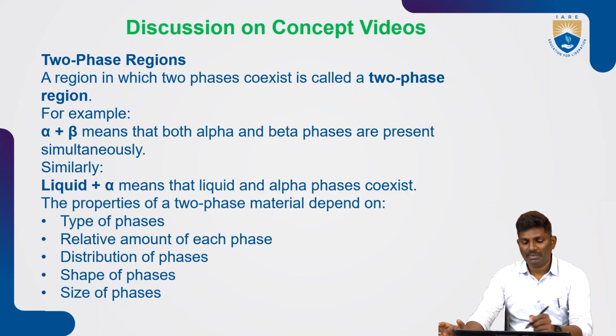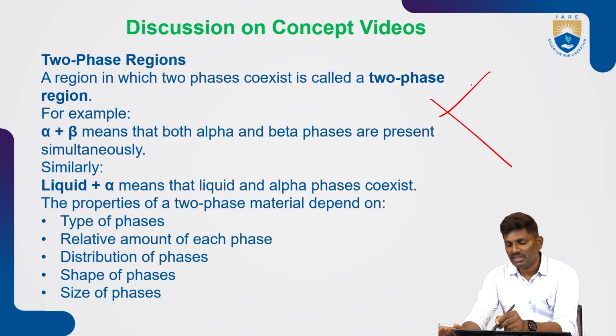So in this case, what is happening? Two phases. In the previous case, you have seen only one phase. So now in this case, you have one and one more. So alpha and beta.